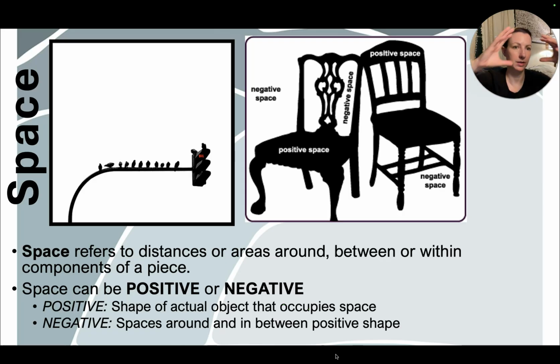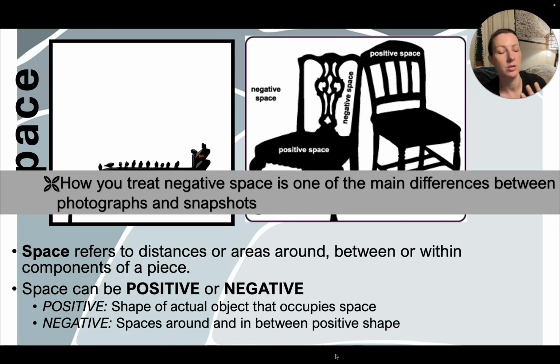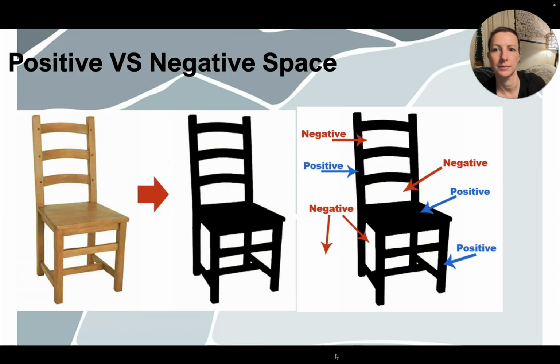So I like to explain it as a donut. The donut itself is the positive, the little donut hole is the negative. So how you treat this in your compositions is one of the main differences between photographs and snapshots. It's also really important in drawing and any other type of art, even 3D art. So how you are interacting, treating that negative space, super important.